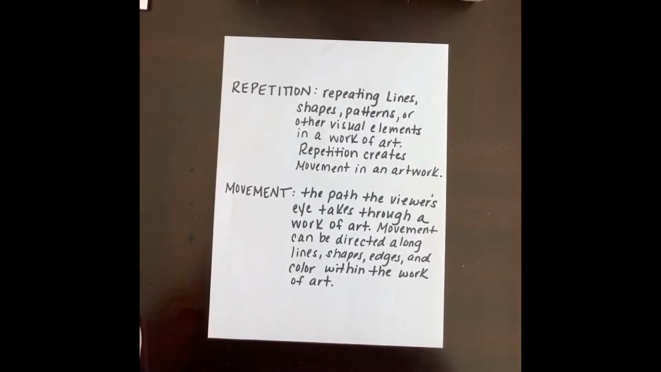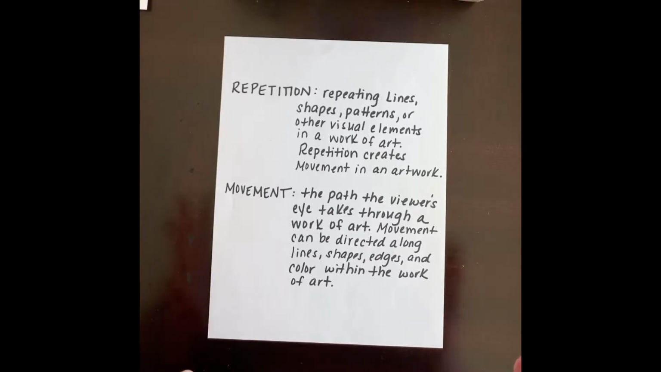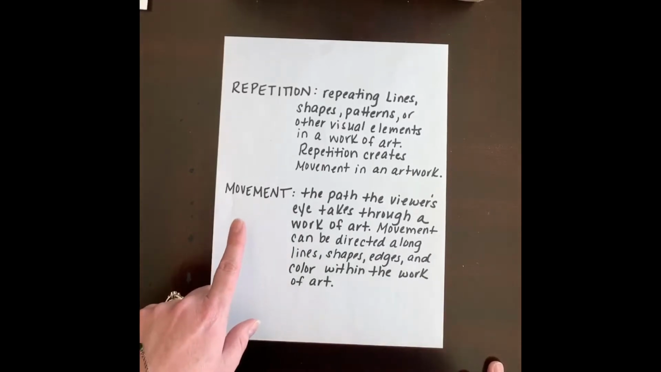So our art vocabulary for the day is repetition, and repetition is repeating lines, shapes, patterns, or other visual elements in a work of art. Repetition creates movement in an artwork. So if you were to repeat circle, square, circle, square, circle, square, you're creating repetition. Now what repetition does is it creates movement.